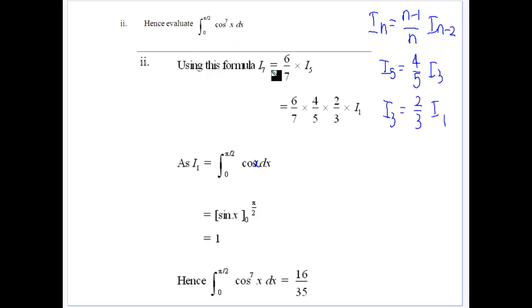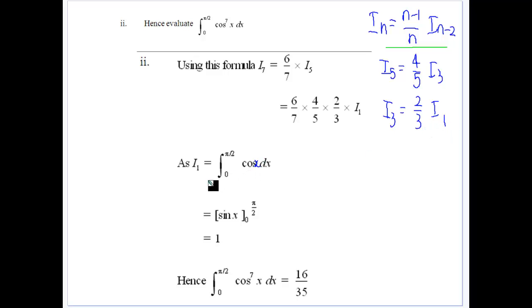Because if we use the formula, we're going to use this formula all the way through. So 6 over 7, because it's n minus 1 over n, times I5. And then I5 would be 5 minus 1 over 5, I3, and I3 would be 3 minus 1 over 3, I1.